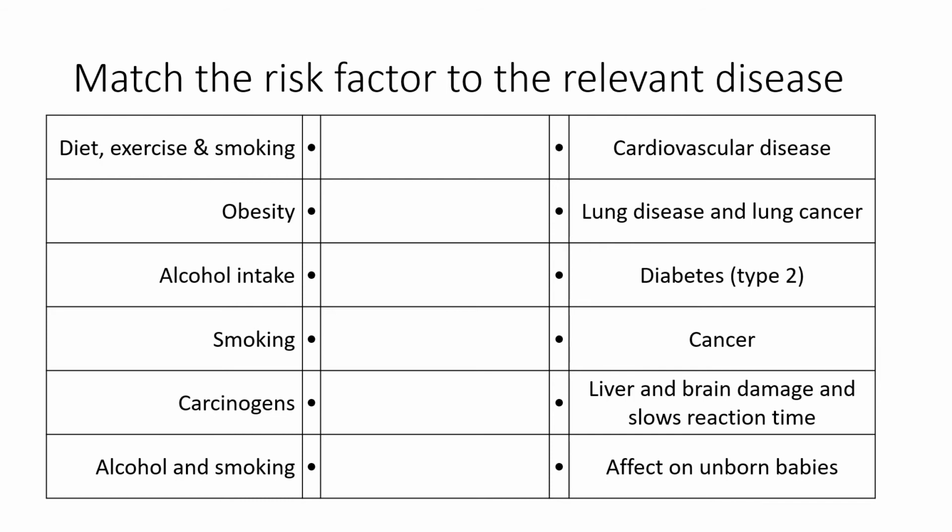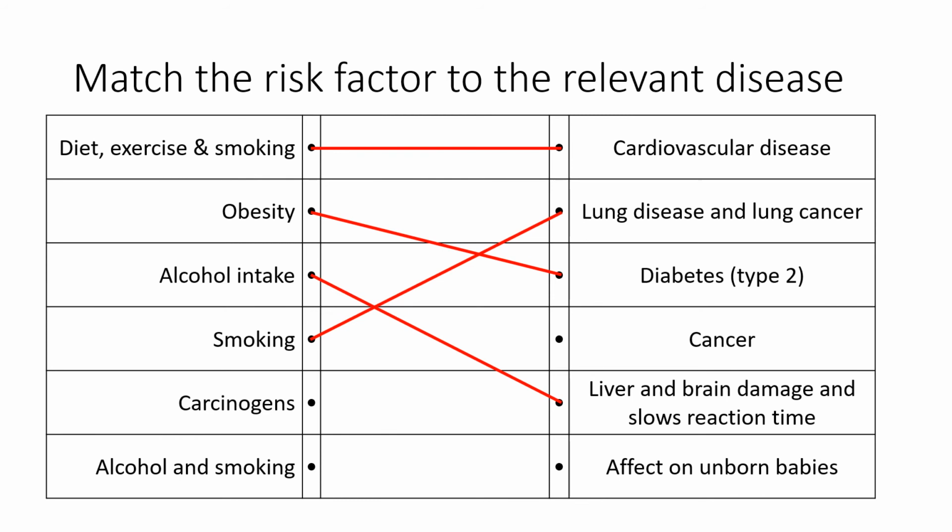Well, to get started, diet, exercise, and smoking is actually linked to the cardiovascular diseases. Obesity is linked to type 2 diabetes. Remember, type 1 you're normally born with, type 2 is the one you can develop. Alcohol intake is linked to liver and brain damage, and it slows your reaction time down. That's why drinking alcohol and doing things like driving and operating heavy machinery is a major risk, because your reaction speed is much slower. Smoking, of course, is linked to lung disease and lung cancer.